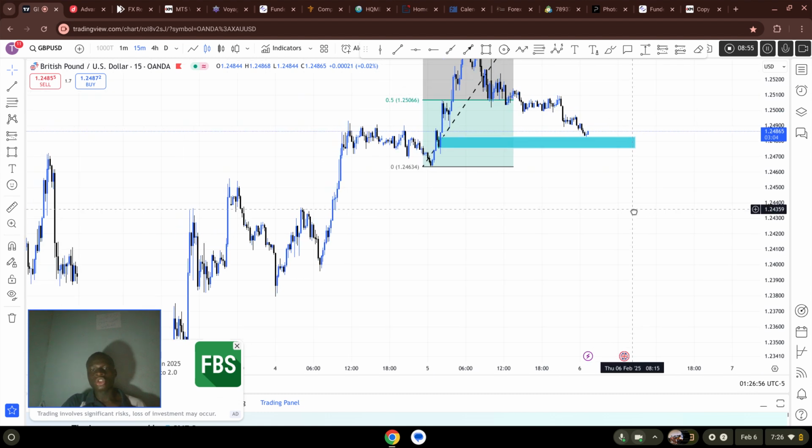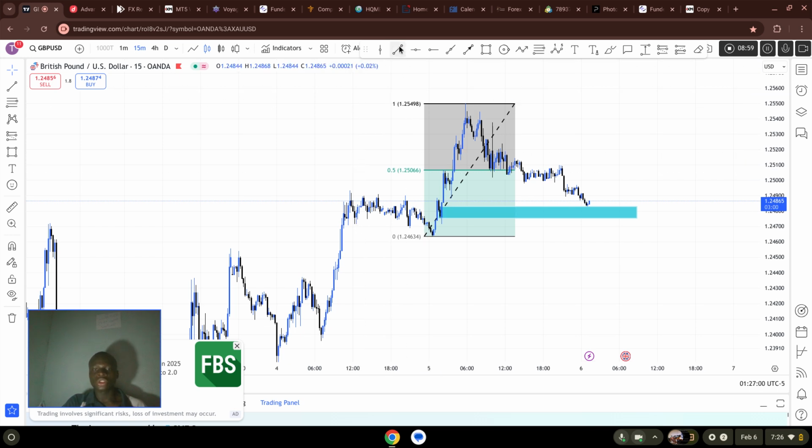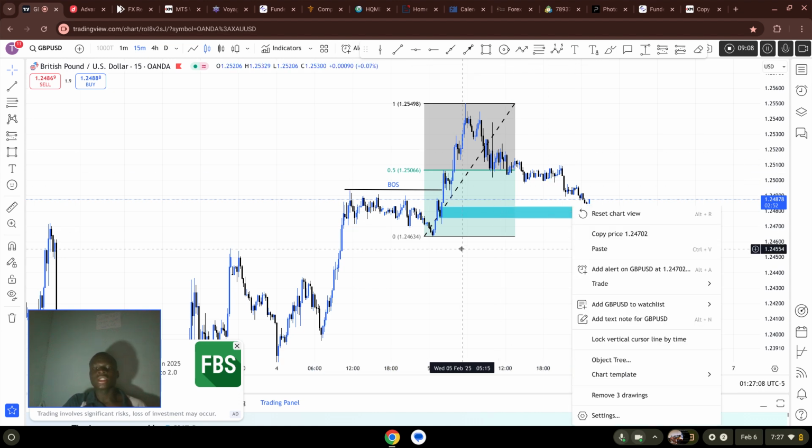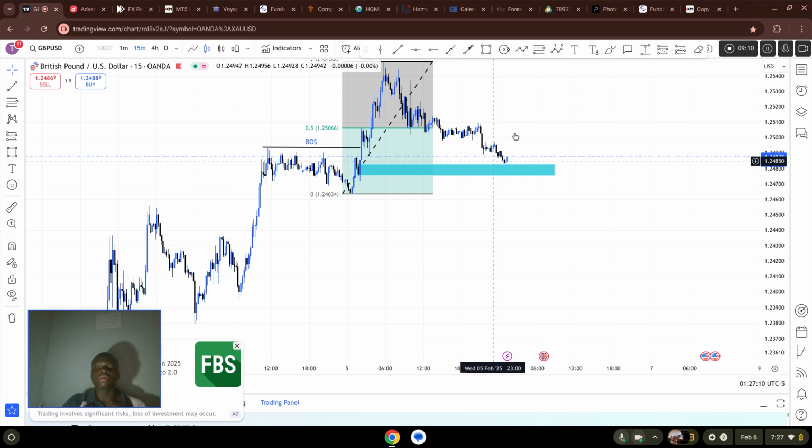So the moment we break the structure here, the moment we break out of the structure, very, very strong low here. So we're targeting this spread. Market pulls back into the supply zone, market generates liquidity, then the reverse. So that's that about that.